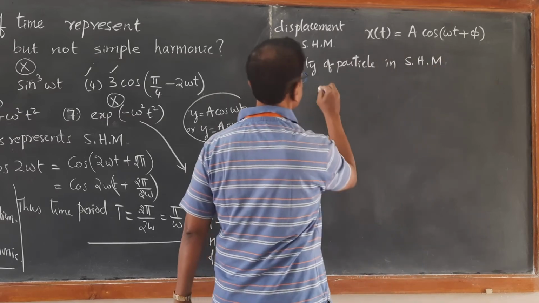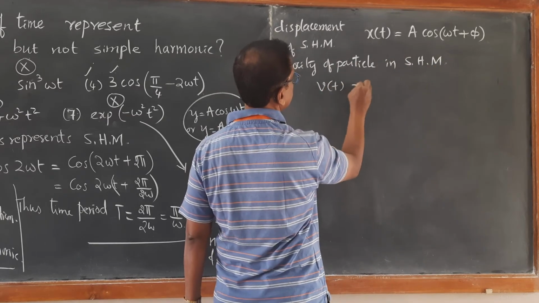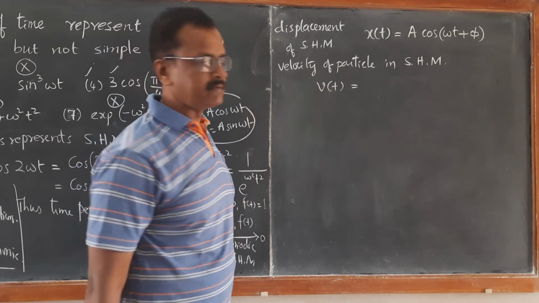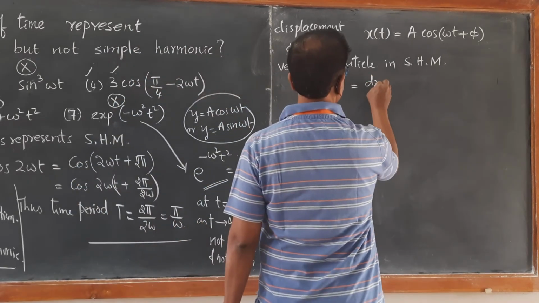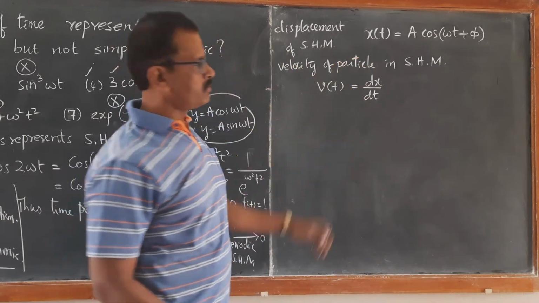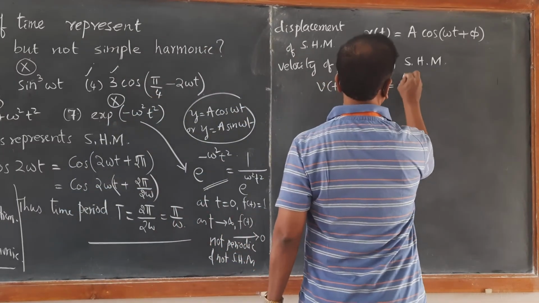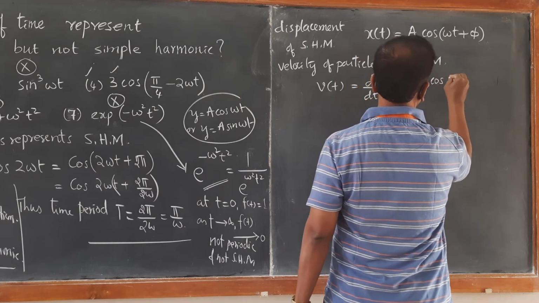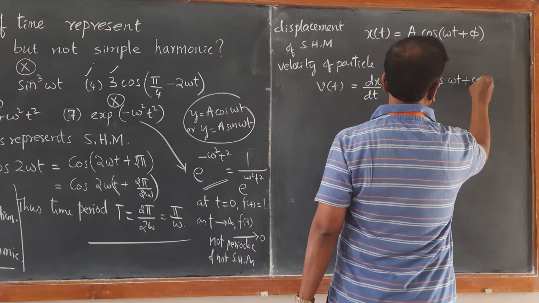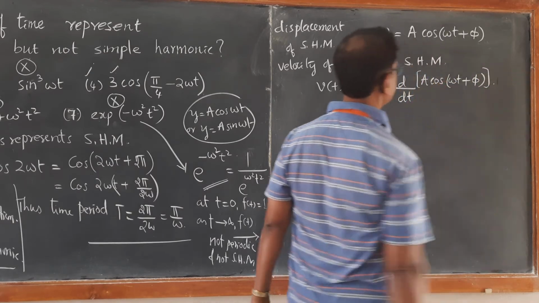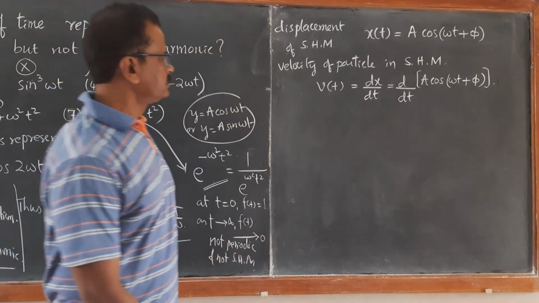By definition, velocity is also going to be time dependent. As displacement is time dependent, velocity is also time dependent. By definition, it is dx by dt. So let us differentiate the above equation: d by dt of a cos(omega t plus phi). If you differentiate, what do you get?